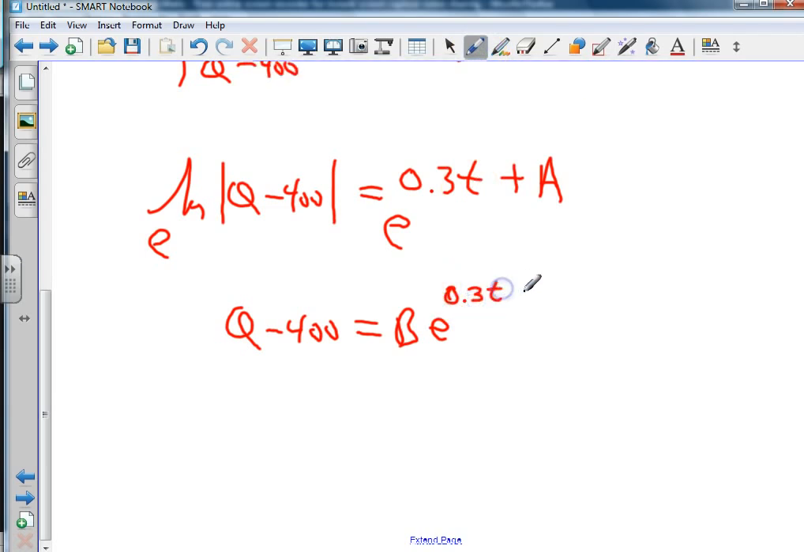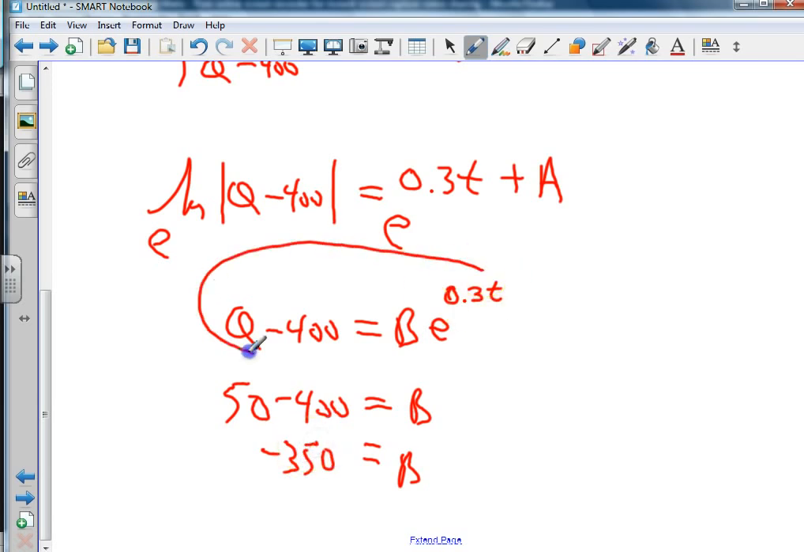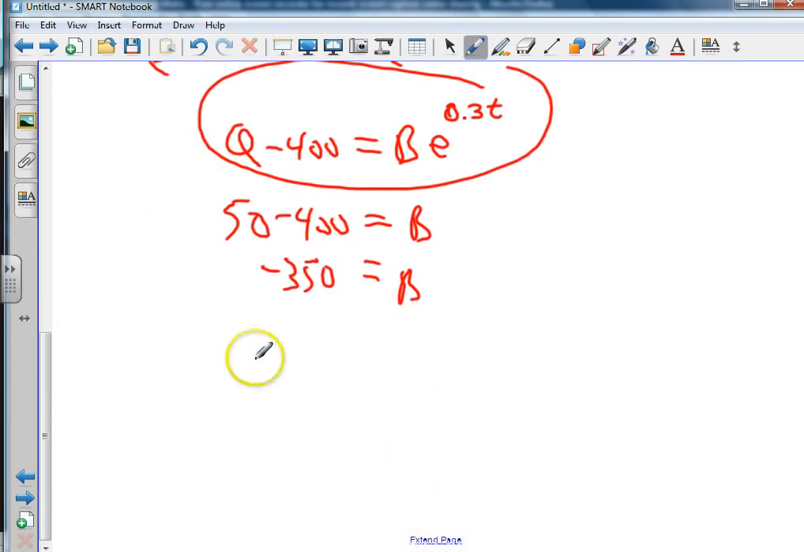0.3 t. Okay. Now, how do you get the b? They gave you initial conditions, right? They said plug in q is 50 when t is 0. So e to the 0 is 1, and b is the initial difference. b is negative 350. So let's put that back into the general solution. By the way, you could write this as q alone here too if you want, but that's fine for a general solution. So q minus 400 equals negative 350 e to the 0.3 t.